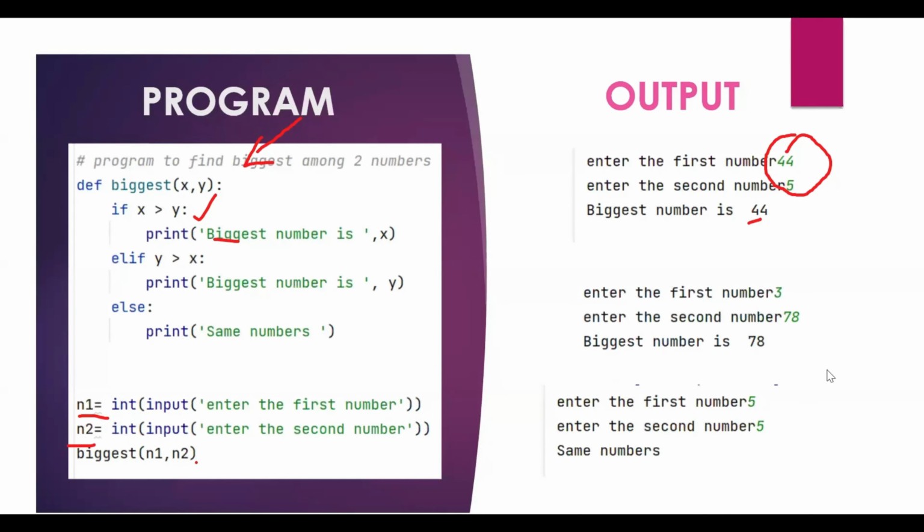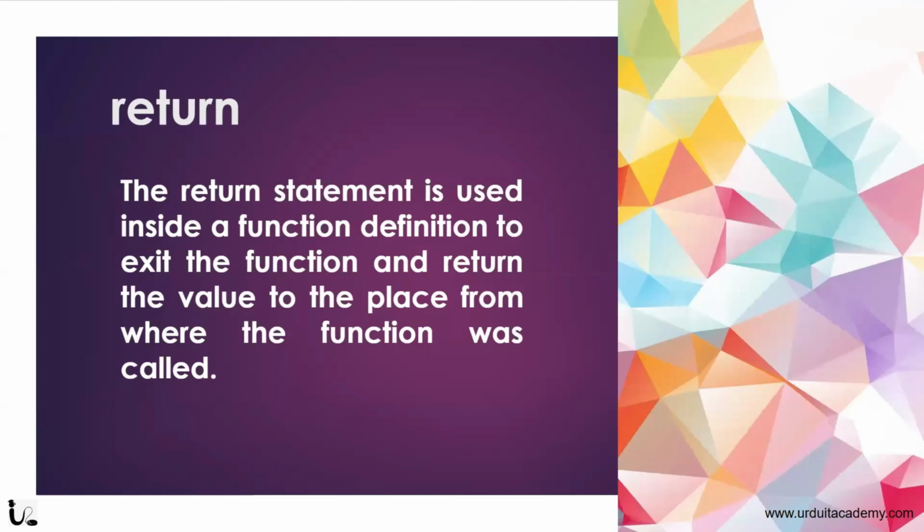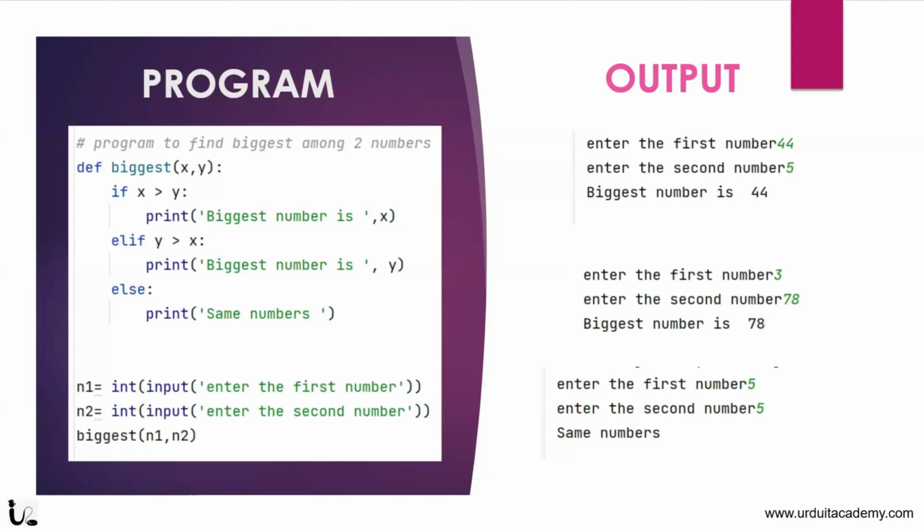All right, now let's start today's topic, the return statement. The return statement is used inside a function definition to exit the function and return the value to the specific place from where the function was called. In the previous assignment example, you can see we are printing the biggest number inside the function definition itself, right?